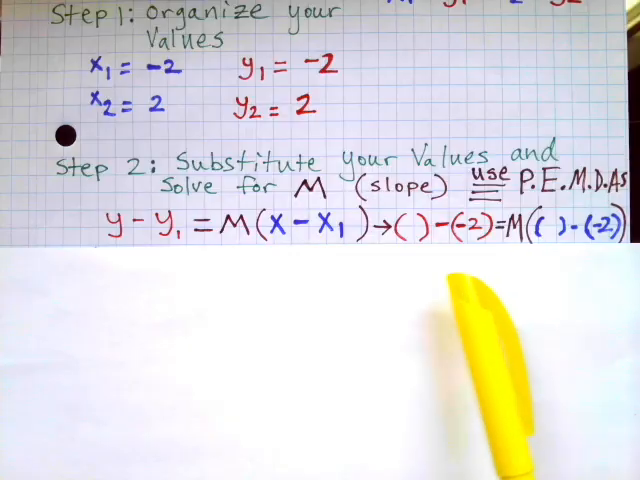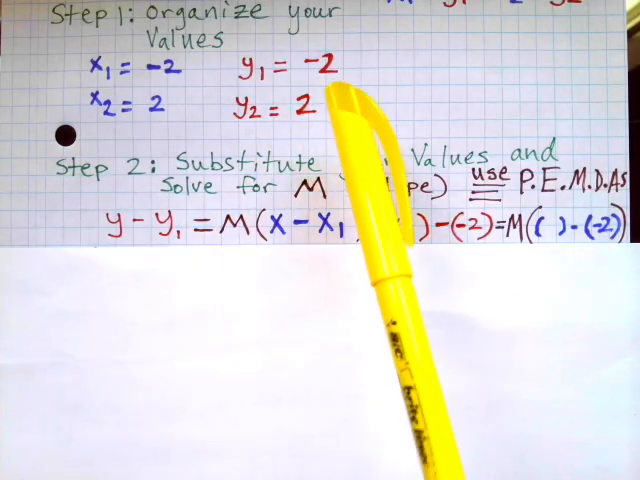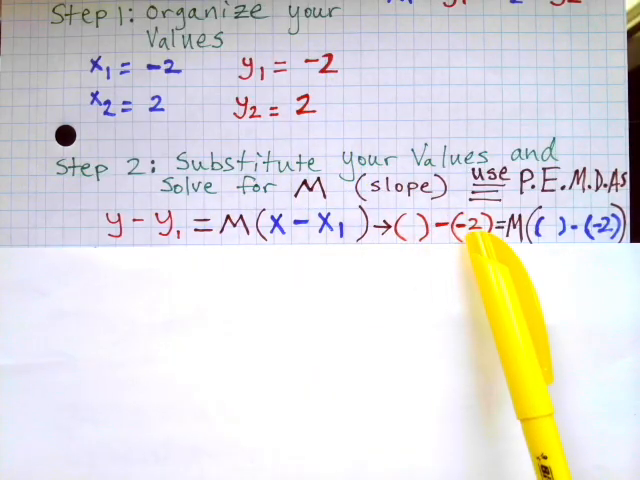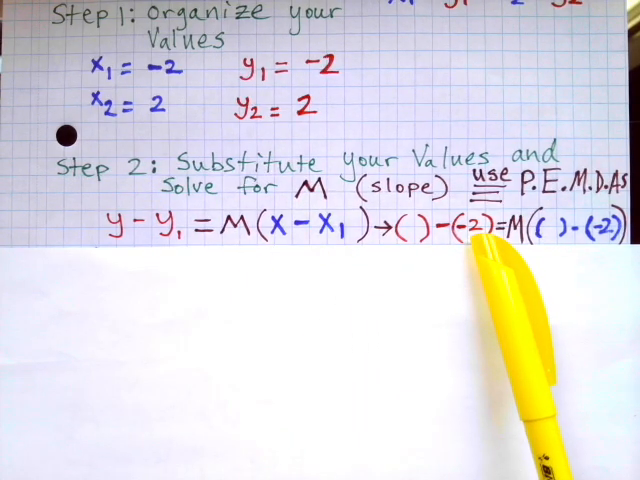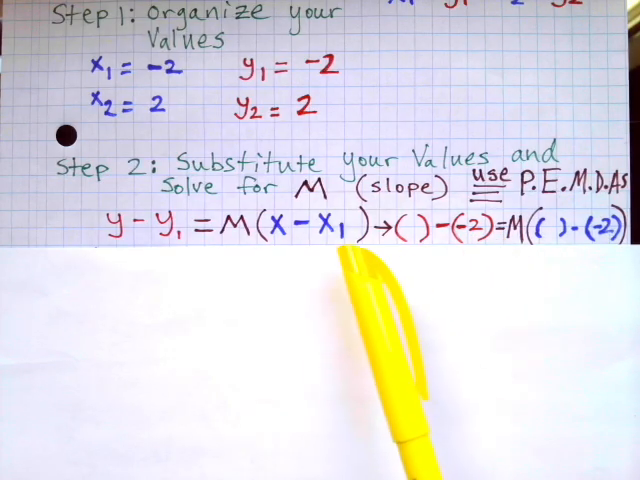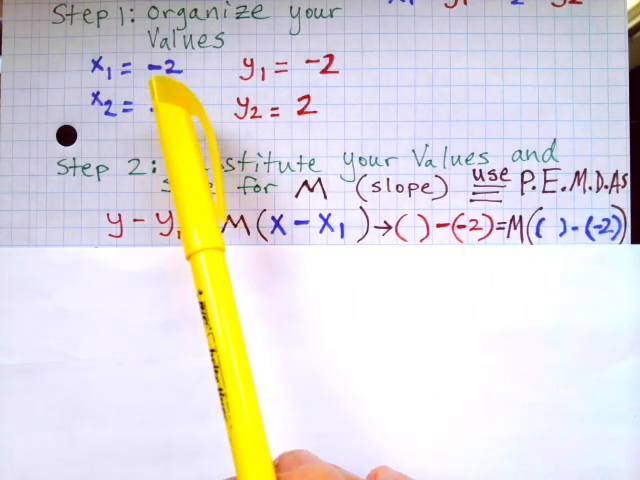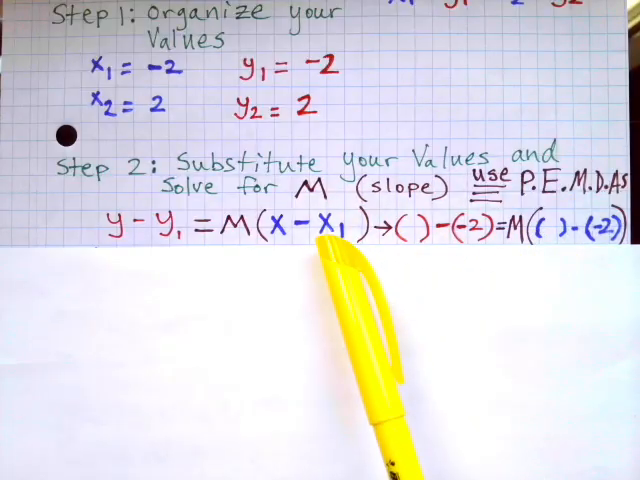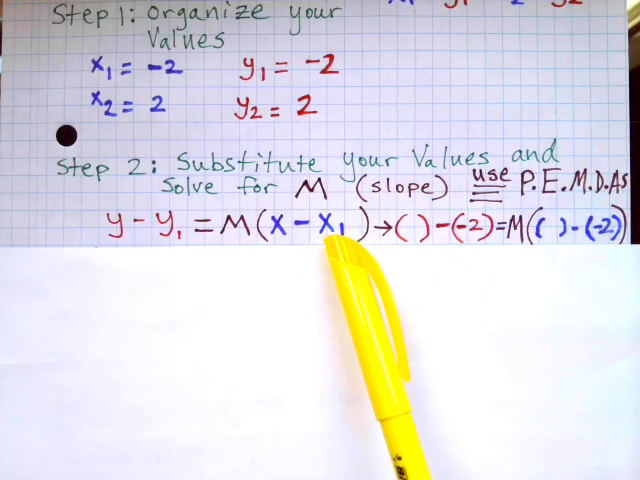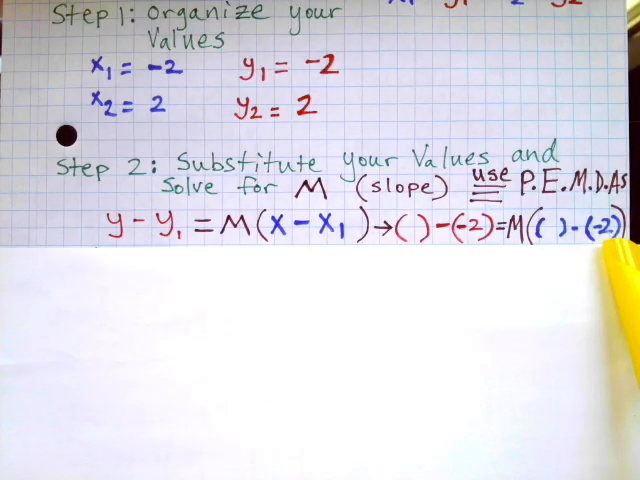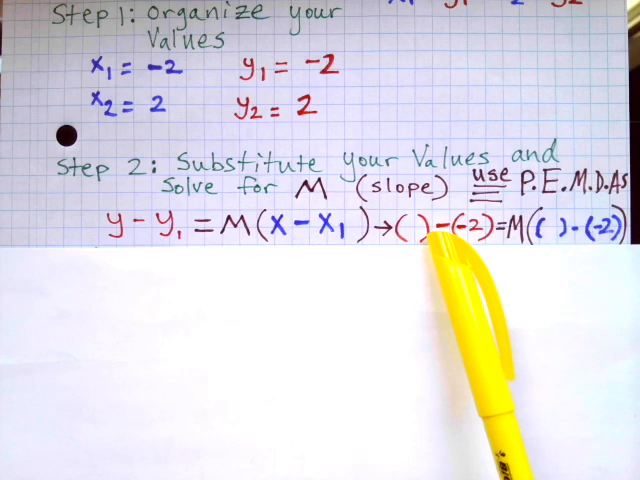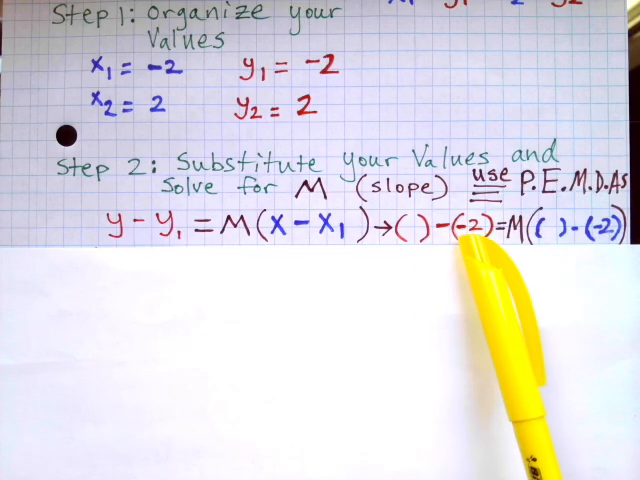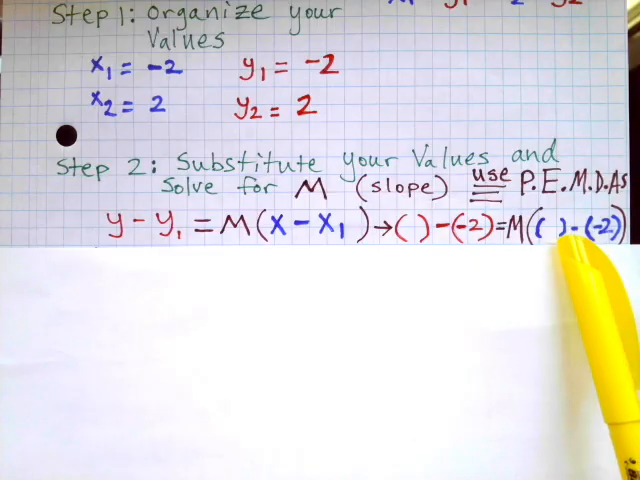Okay? So I substituted my y1 value, which is -2, right here. Right? My y1 value is right here. So I substituted a -2. Okay? I substituted my x1 value up here, which is -2, for where you see the x1 here, -2. All right. I want to point out in a moment that's a negative invisible 1. -1 times a -2 is a +2.